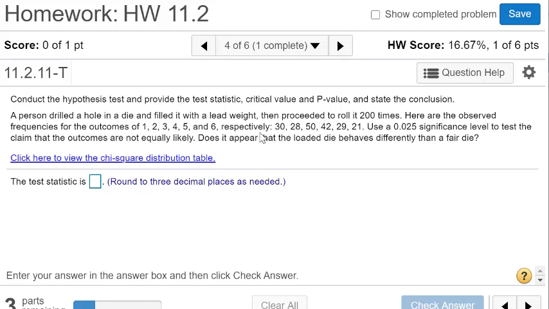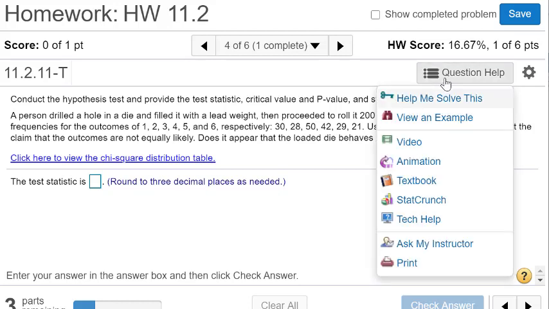a hypothesis test. We have the chi-square distribution table to help us find the critical value, but we'll take a look at that a little bit later. For right now, they want us to find the test statistic. So for this, we will take a look at StatCrunch.